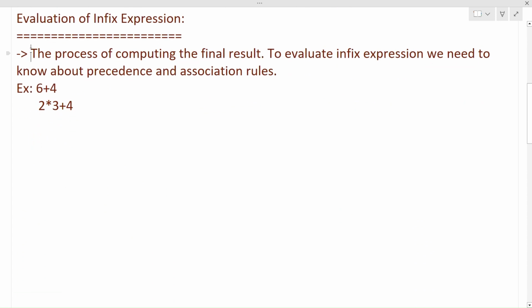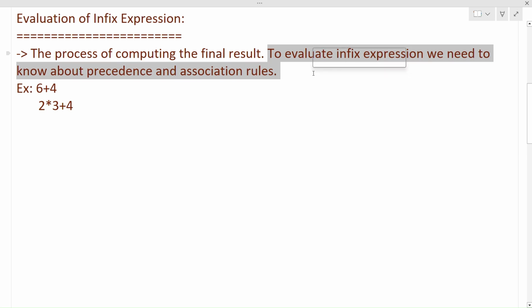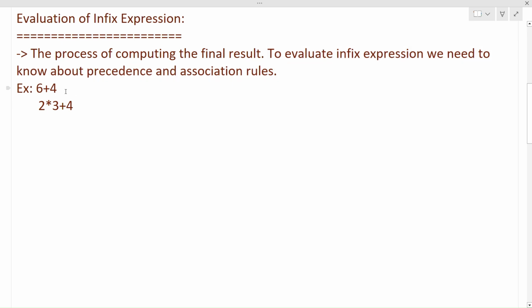Evaluation means the process of computing the final result. To evaluate the expression, we need to know about precedence and associativity rules. Before going to that, let's take an example, 6 plus 4. We all know that 6 plus 4 is 10. 6 plus 4 is the expression and 10 is the final result. Evaluation means finding out the final result from the given expression. This is very simple, we can do it very easily.